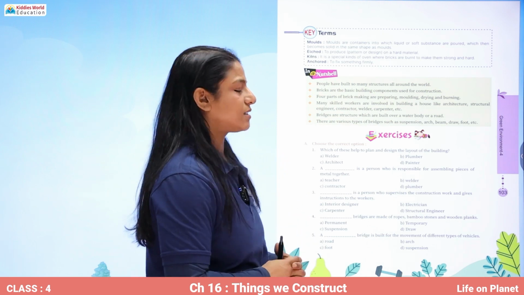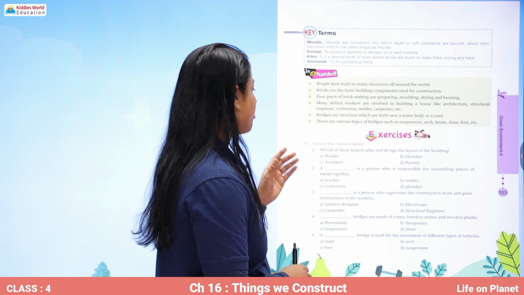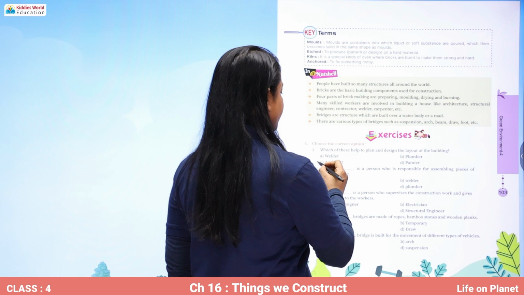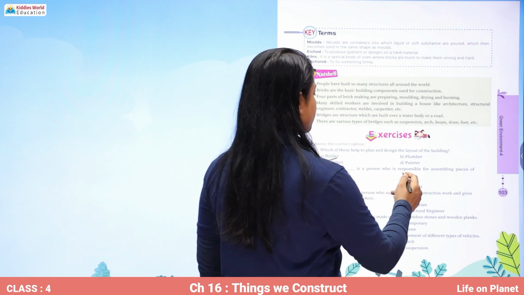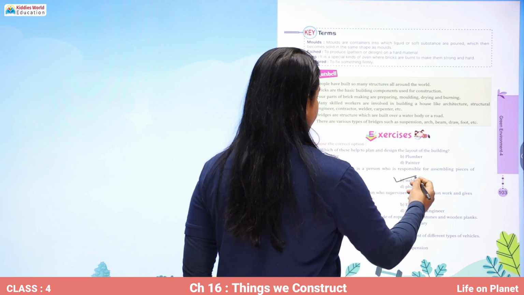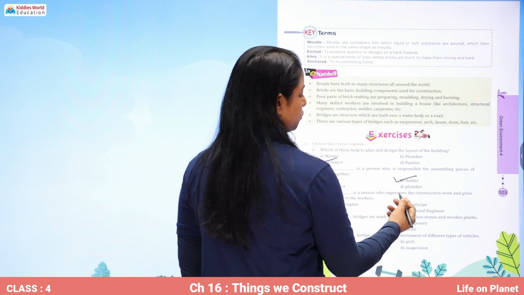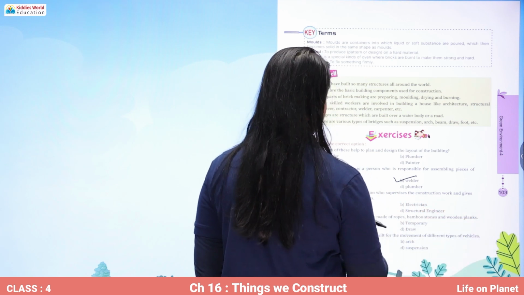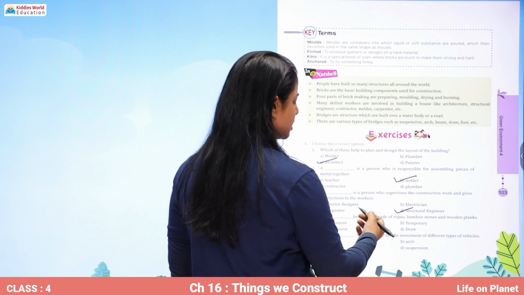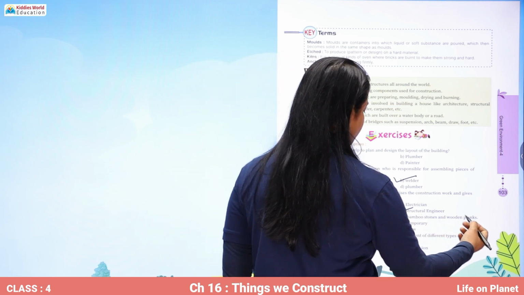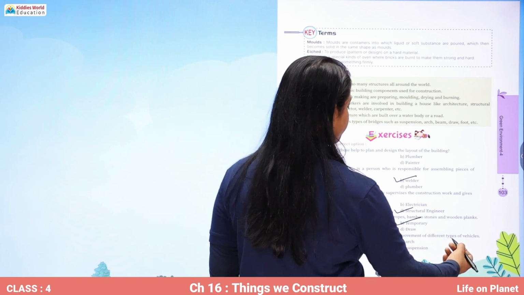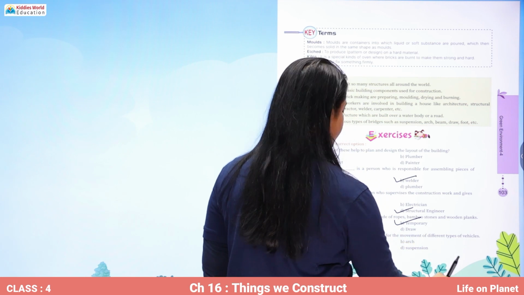Okay, let's complete this exercise and see what we have learned today. Which of these helps to plan and design the layout of the building? An architect. Dash is a person who is responsible for assembling pieces of metal together, a welder. Dash is a person who supervises the construction work and gives instructions to the workers, a structural engineer. Dash bridges are made of rope, bamboo, stones and wooden planks, temporary bridges. Dash bridge is built for movement of different types of vehicles, road bridge.